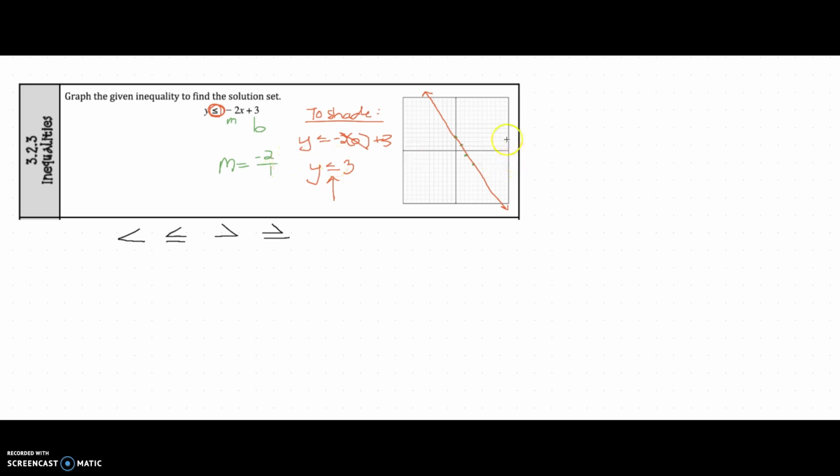So to shade, I'm basically looking at my graph. Here is 3 on the y-axis. And it's saying that if y is less than 3, well, my numbers that are less than 3 are this way. So that means this entire half of the graph is shaded. So you can go ahead and scribble that in. And that means all of this shaded region is a solution.